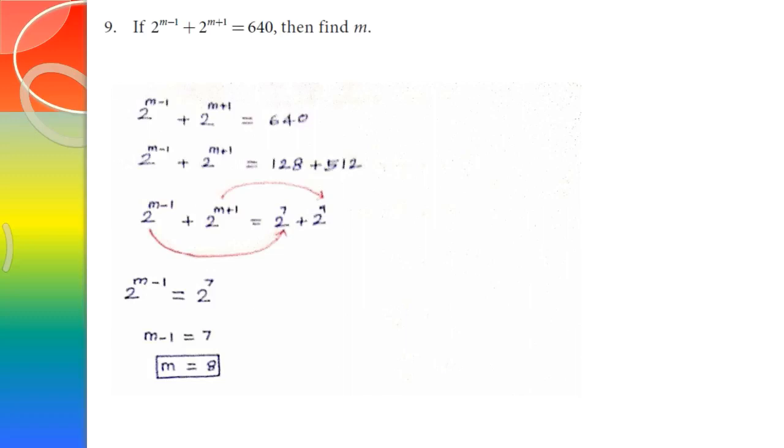Next step, we write 128 as 2 power 7, 512 we write as 2 power 9. So first equating the first and second values, we get 2 power m minus 1 equals 2 power 7. In this question, both bases are equal, so the powers are also equal. So by cancelling 2, we get the answer m minus 1 equals 7. Minus 1 moves to the right side as plus 1. So m equals 7 plus 1, 8. That is the answer.